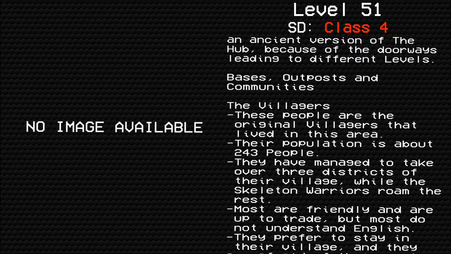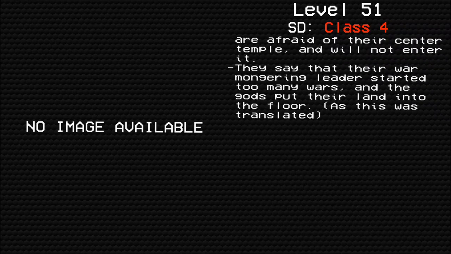The villagers. These people are the original villagers that lived in this area. Their population is about 243 people. They have managed to take over three districts of their village while the skeleton warriors roam the rest. Most are friendly and are up to trade, but most do not understand English. They prefer to stay in their village, and they are afraid of their center temple and will not enter it.